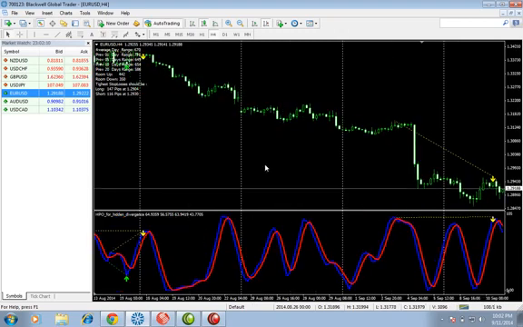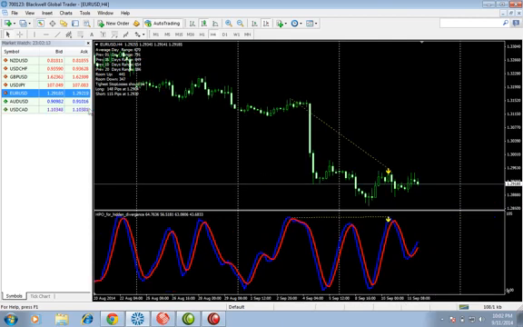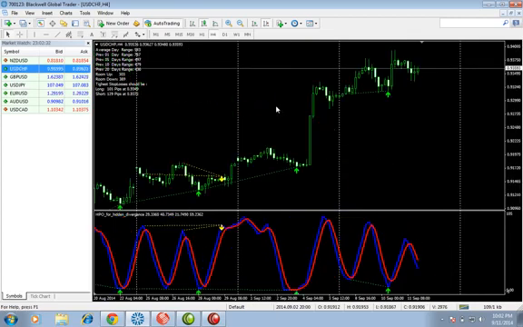Now, what is the entry point when you see hidden divergence? When exactly should you trigger that trade? Now, in creating a trading system, you need an entry and you also need an exit. So I'm going to start with the entry first. I'm going to take one example very typical of what I want to explain.